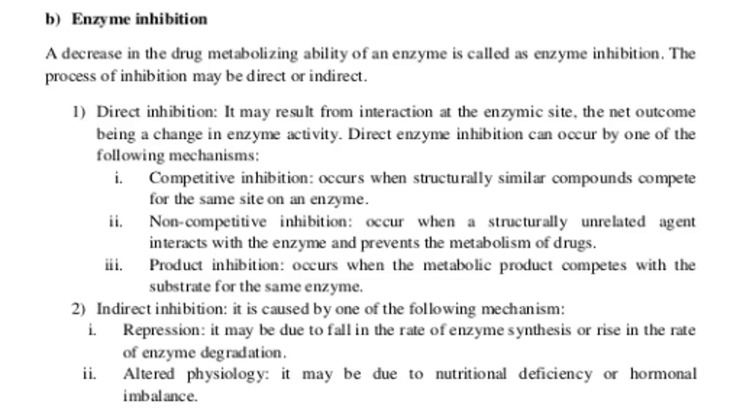Then the second type of inhibition is indirect inhibition. It is caused by one of the following mechanisms. One is repression. It may be due to a fall in the rate of enzyme synthesis, or the rate of enzyme degradation is more. The second is due to altered physiology. That may be due to some nutritional deficiency, or some hormonal imbalance. Because of that, the level of enzymes will be less.